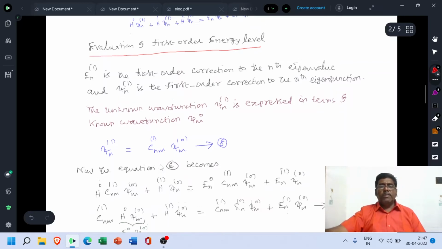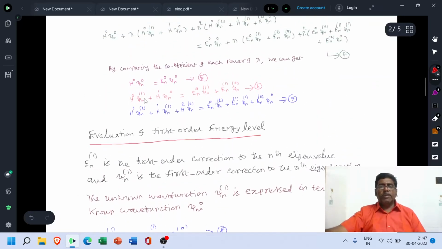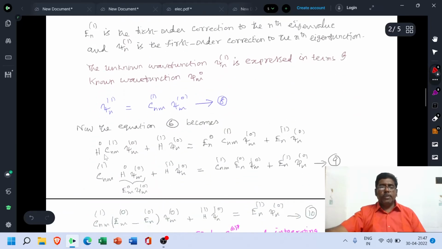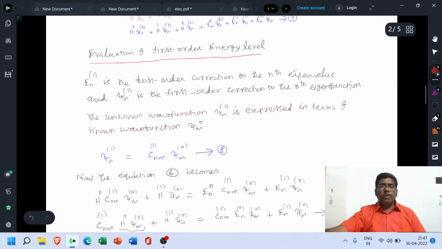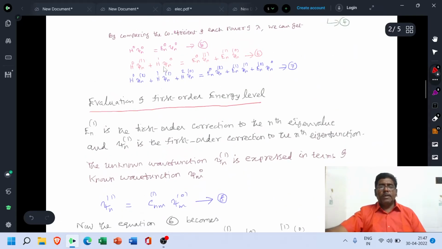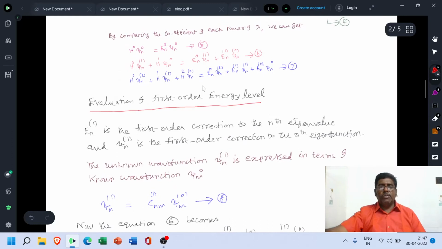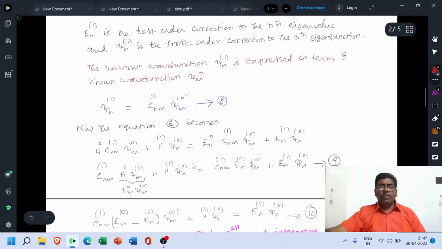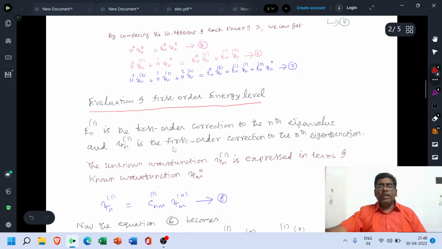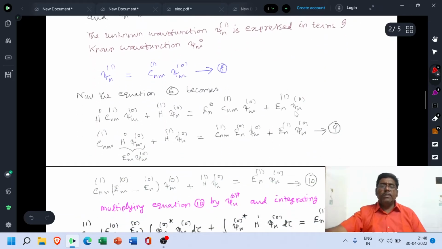Now equation 6 becomes, take this equation, H0, instead of psi n1 we have to put this value Cnm1 psi m0, plus H1 psi n0, which is equal to En0 psi n1. So En0, instead of psi n1 we have to put Cnm1 into psi m0, then En1 into psi n0. Now equation 6 is modified by substituting the value of psi n1.